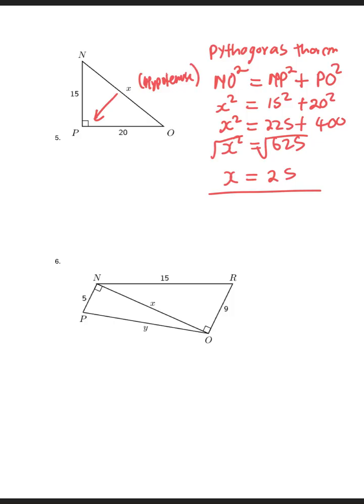We first have to use the Pythagoras theorem to find the value of x. Why do we find the value of x using Pythagoras theorem? Because we have enough information in triangle NRO. So in this triangle, we have enough information to find the value of x. So we use the Pythagoras theorem.